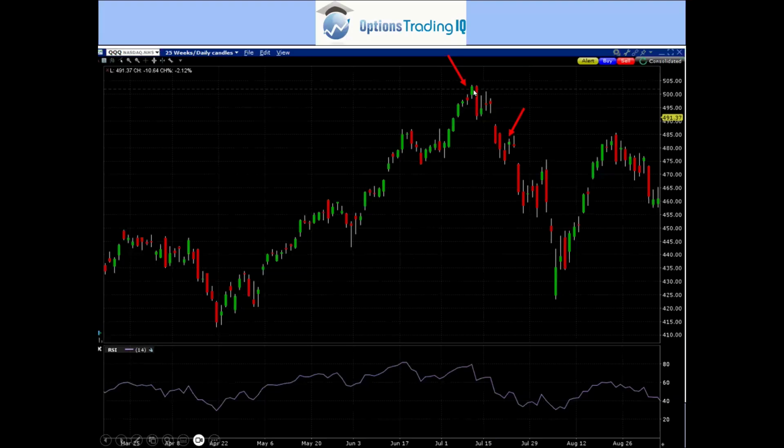That was our entry point. We got in pretty much right at the top. I can't remember if it was the red candle or the green candle, might have been that one. It rallied a tiny bit, but then dropped down, and we took our profit there. As you can see, if the Nasdaq had kept dropping, we would have gone well outside the structure of our butterfly, and we would have ended up with positive delta.